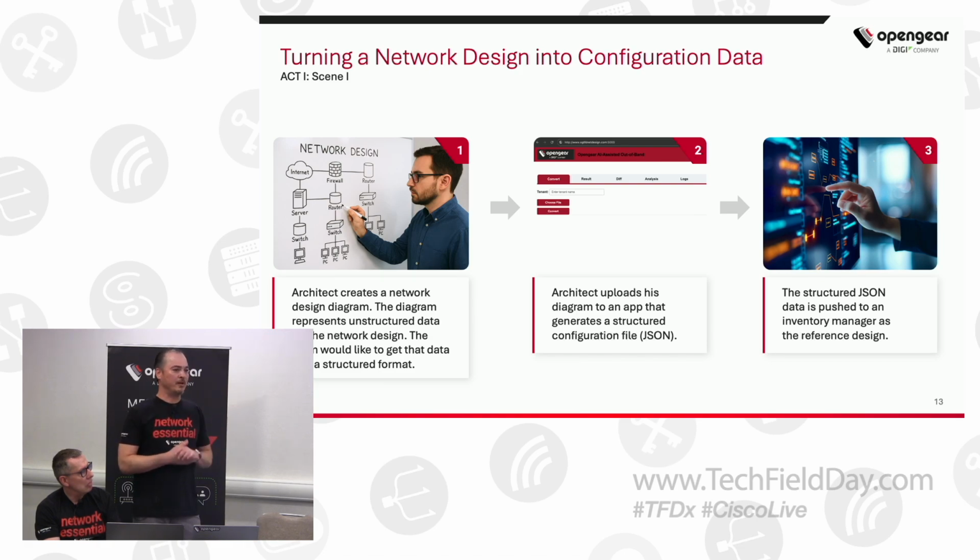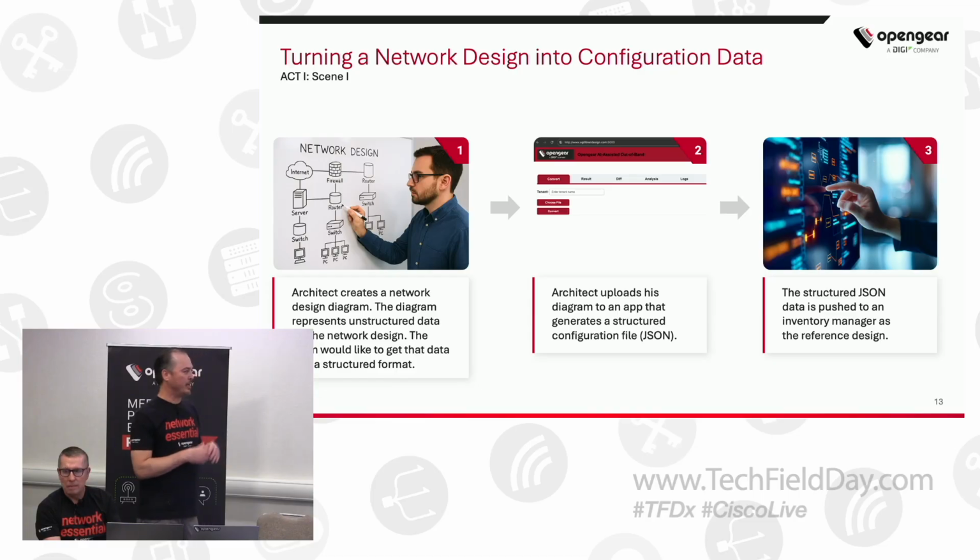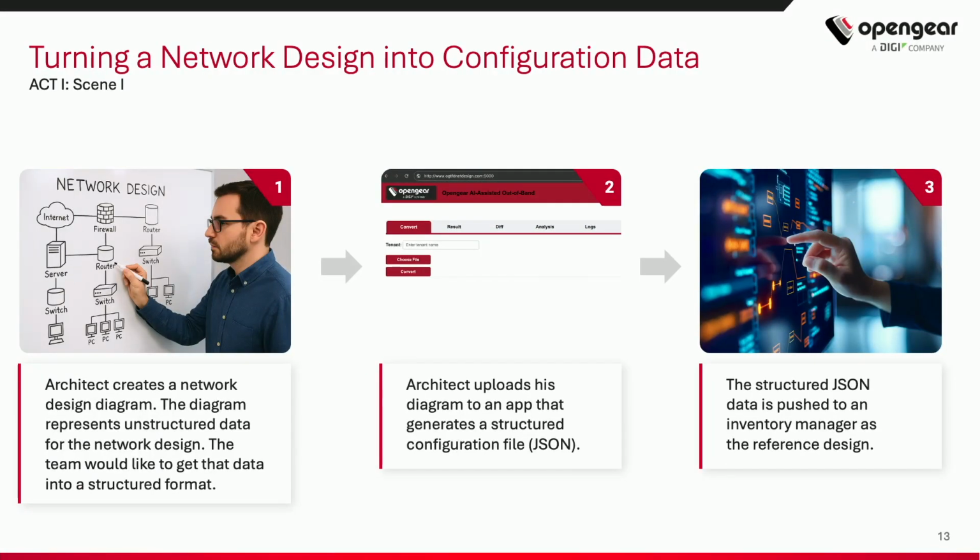Now a company, we'll call them Acme Corporation, wants to add a rack to their Utah location. The architect creates a diagram, orders the parts, and now that he has that artifact, he wants to turn that diagram, which represents unstructured data, into structured data that we can feed into our network design and then pump out configuration data. Basically, here are the steps. The architect creates the diagram, and the deployment team wants to get that into something they can use, some configuration data. So he uploads this to the app.